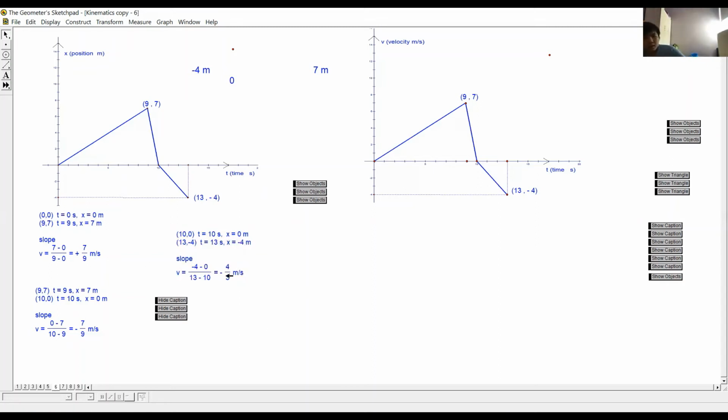Okay, so we look at the point. It starts from 10, 0 to 13, -4. So it means that from time equals 10 seconds, the displacement is 0. When the time is 13 seconds, the displacement is -4. It means that from the original position, the starting point, after coming back to the starting point, they start to move to the negative side. Why do I know they started to move to the negative side? Because the x is negative, x is -4.